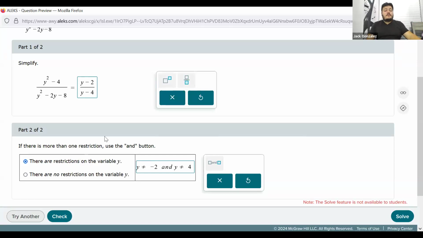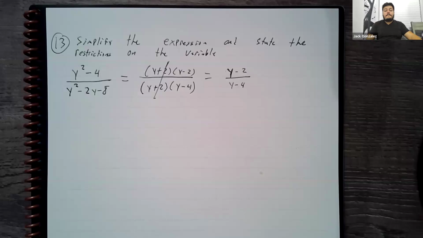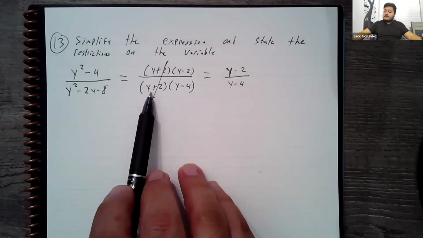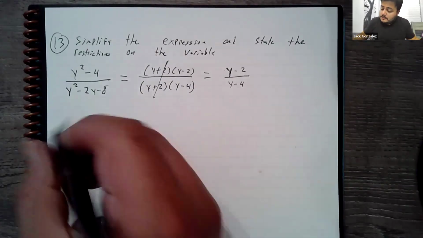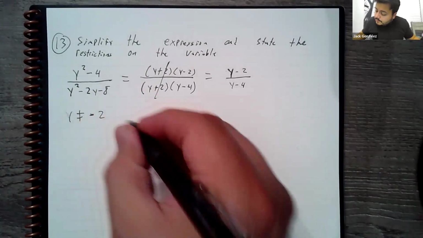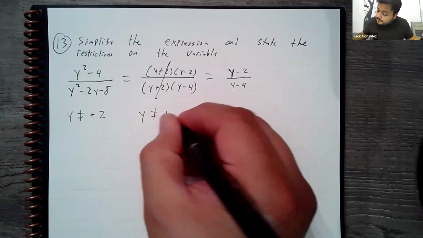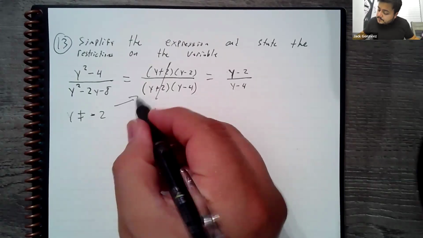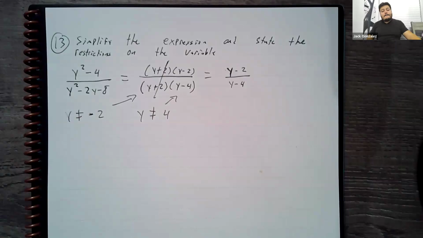the restrictions have to be from the original. So look at the bottom of the original fraction. Right here, see how there's y plus 2, y minus 4? So y cannot be -2, y cannot be 4 because of this one, this one. Because if you plug them in, you'll get 0 in the denominator, division by 0.